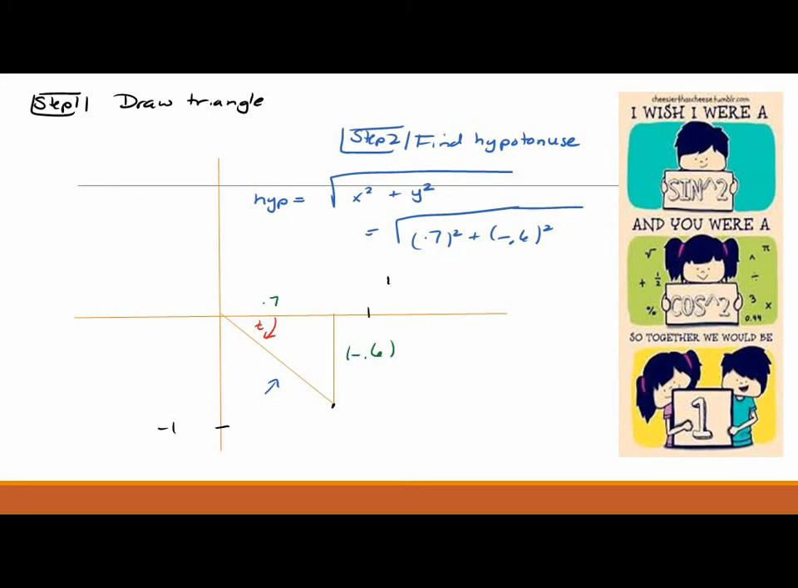Easier way than that. How do you get the hypotenuse? What's your a squared? What's your a? Leg squared plus leg squared, right? You've got 2 legs there. You got 0.7 and negative 0.6.